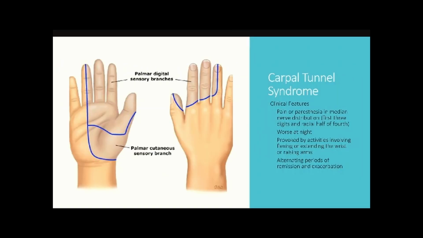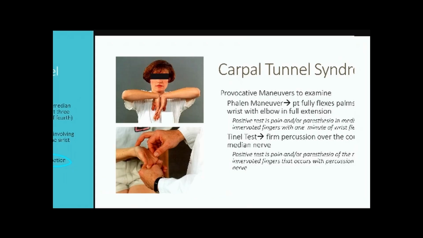So again, knowing your dermatome patterns will tell you, is this a radial nerve or an ulnar nerve? Compression, carpal tunnel, that one is going to be in that distribution. So if they come in complaining of pain in those fingers, we know it's that nerve. Worse at night, worse with activities with the hands, and they're going to have remission and exacerbation. It will get worse, and then it'll get better.